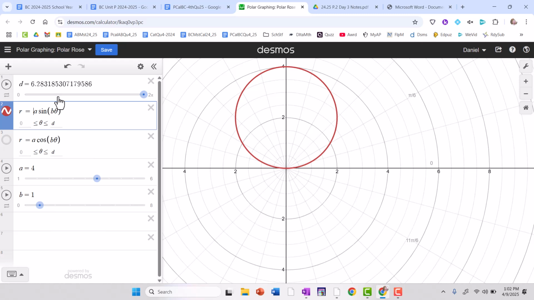So that's not a rose. That's just 4 sine theta now. Okay, let's go odd. This is why I told you to close your eyes.